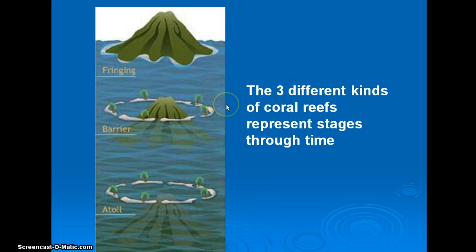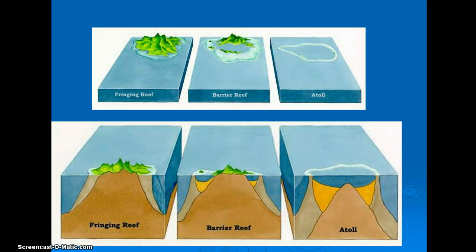As I was talking about, these different types of coral reefs called fringing, barrier, and atoll actually represent stages through time that have to do with the rise in sea level and what happens to the reef over time. And I think the next slides here give another image of what's going on.